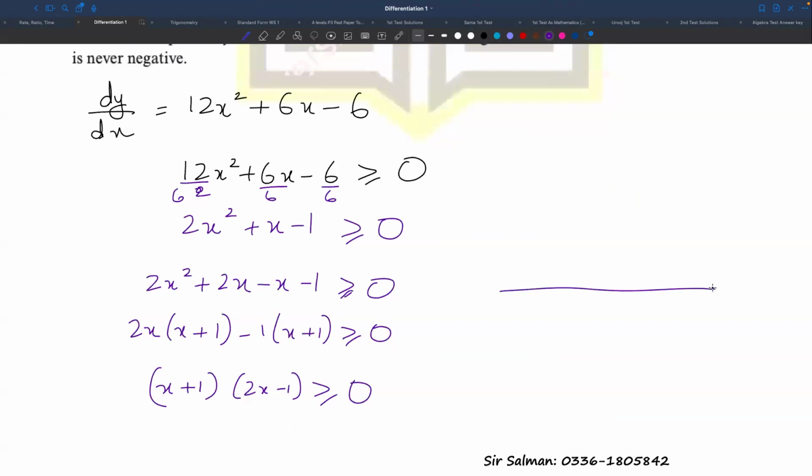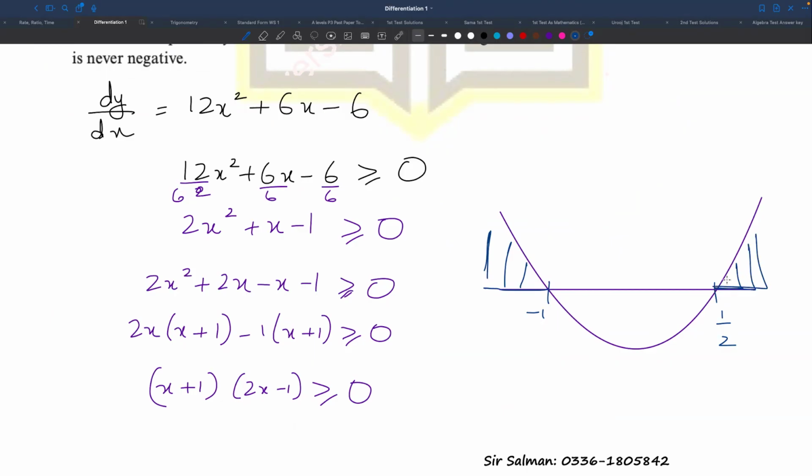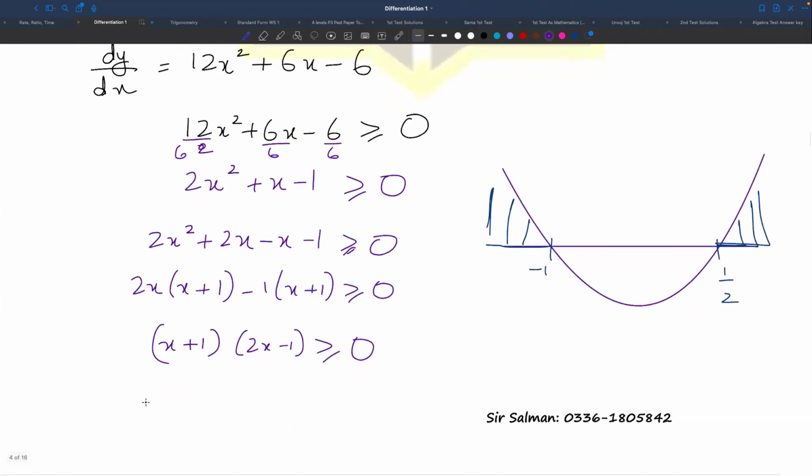Now, what is very important is that inequalities, when we did quadratics as well, look, one value is -1, one value is 1/2. Greater than 0 or equal to 0 means above, if we go less than -1, and if we go greater than 1/2, it will be greater than or equal to 0. So your answer will be x should be less than or equal to -1, greater than or equal to 1/2. Clear, Sama?